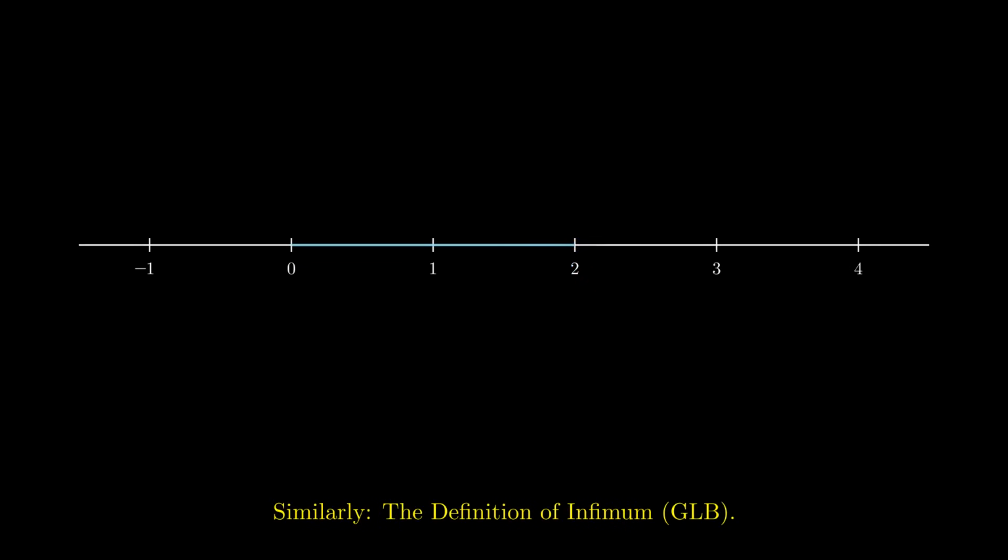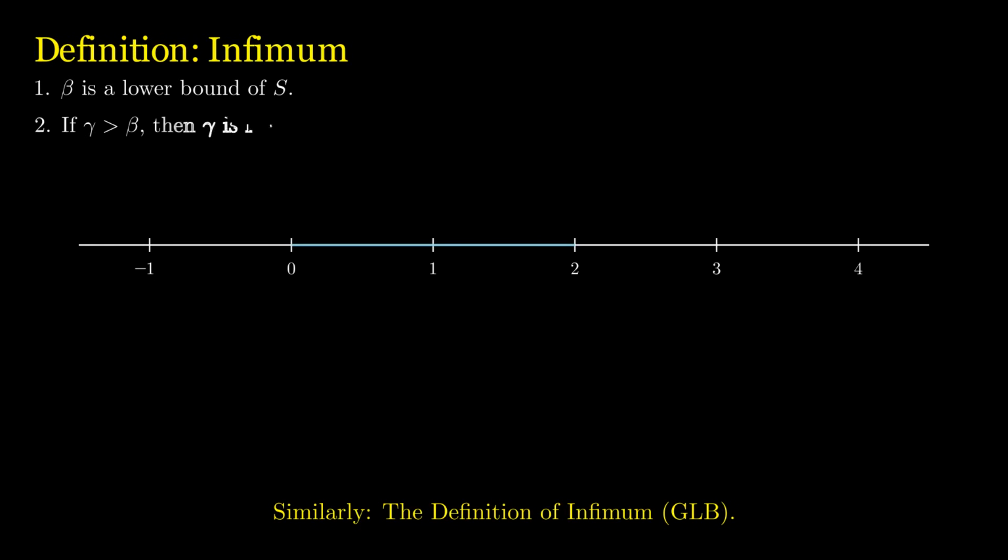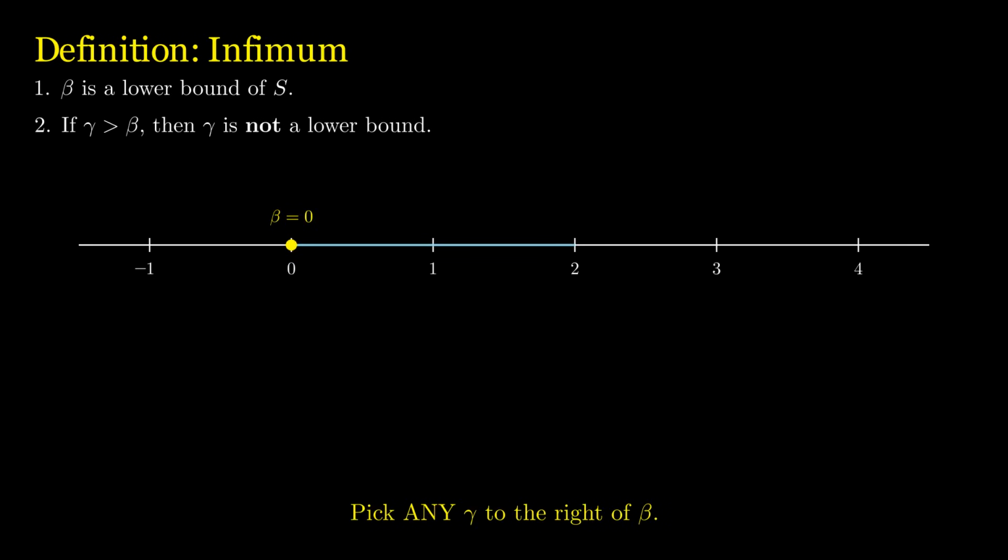The logic mirrors perfectly for the infimum. We say beta is the greatest lower bound if it bounds the set, and if nothing larger works. Visually, if you try to pick a gamma to the right of beta, a gap opens up again. Points from the set live in that gap. So, gamma fails. Beta is the true boundary.